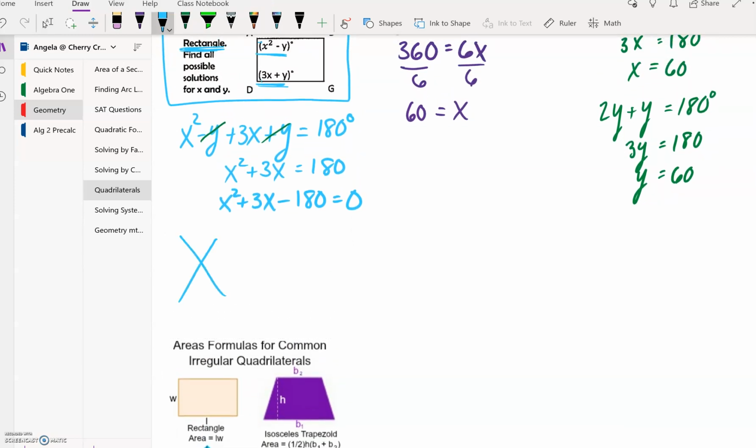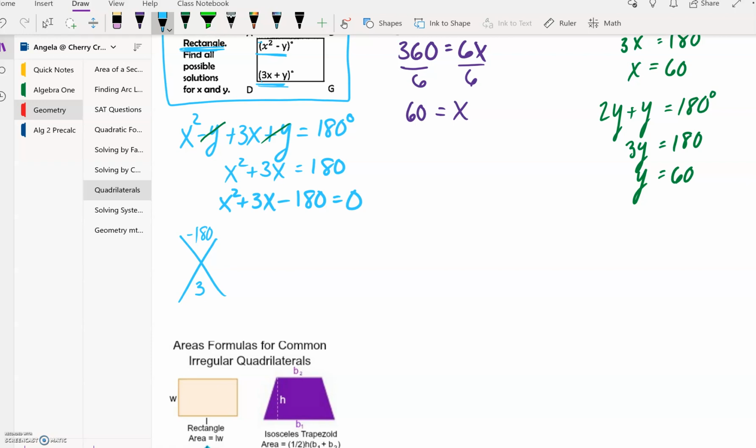Okay, so let's factor this. We need two numbers that multiply to be negative 180, and when we add them together, we get a positive 3. I was playing with this, and I think you guys can play with it too. I forget which numbers we got, 12 and 15. Let's try that. 12 times 15: they're 3 apart, and when we multiply them together, we get 180.